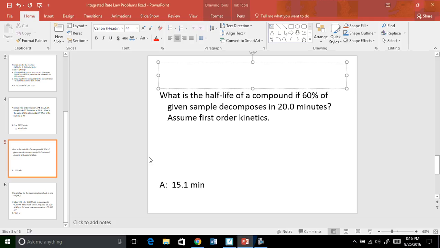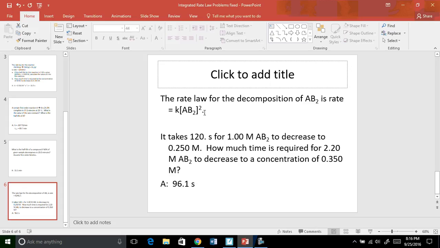Okay, and the last question, I know this is a long lecture. This one is second order, see how the exponent is 2? It takes 120 seconds for 1 molar to decrease to 0.2 molar. How much time is necessary for 2.2 molar to decrease to 0.350 molar? So here's the crazy thing. This first sentence, this is the initial concentration. This is the concentration at 120 seconds.